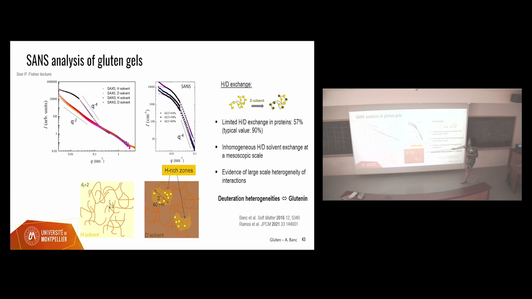So we showed here that we have a heterogeneous repartition of deuterium at the microscopic scale, that evidences large-scale heterogeneities of interaction in our sample that will be associated to this glutenin.